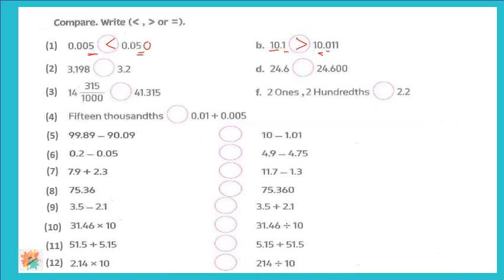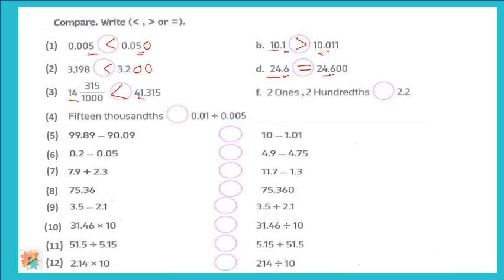3.198 and here it's 3.2. Which one is the greatest? Of course 3.2. Why? Because we can put 2 extra zeros, so here it's 200 and here it's 198. The next: 24 is the same as 24, 6 is the same as 6, and 2 extra zeros, so it will be equal. The next number 3, here it's 14, here it's 41, so 41 is the greatest.